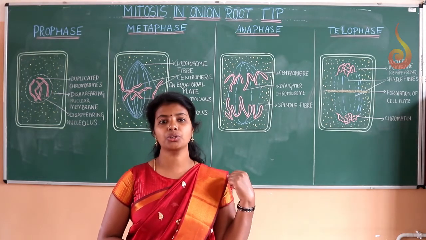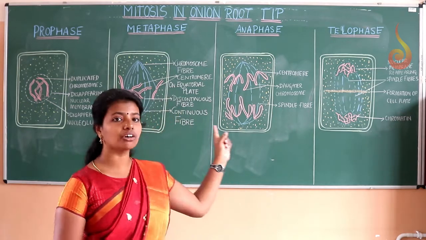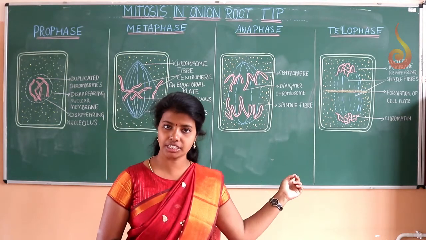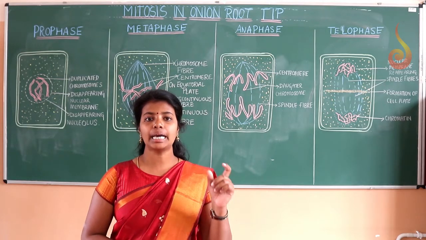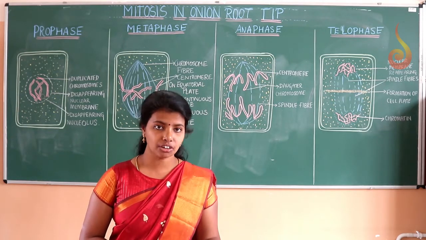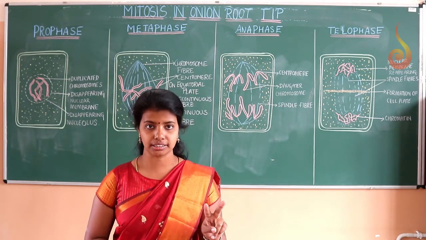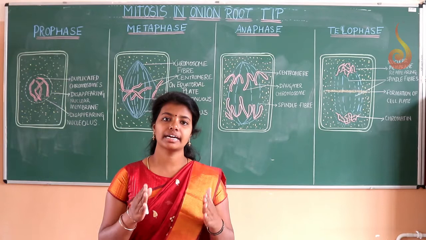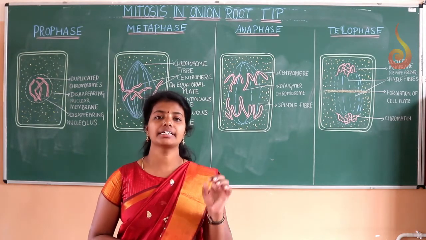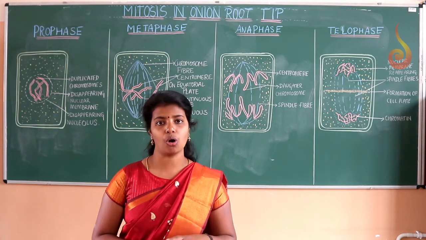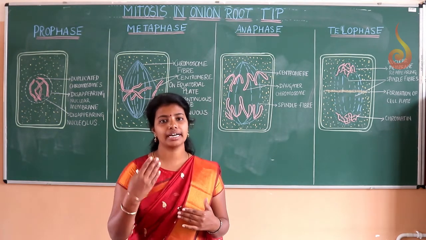And you are going to draw a neat labeled diagram of any one of these stages, which you identify. So the neat labeled diagram of any one of the stages of mitosis carries 2 marks. So altogether the experiment carries 5 marks in your exam and it is a compulsory question for all. Okay. So today let us begin with the experiment.